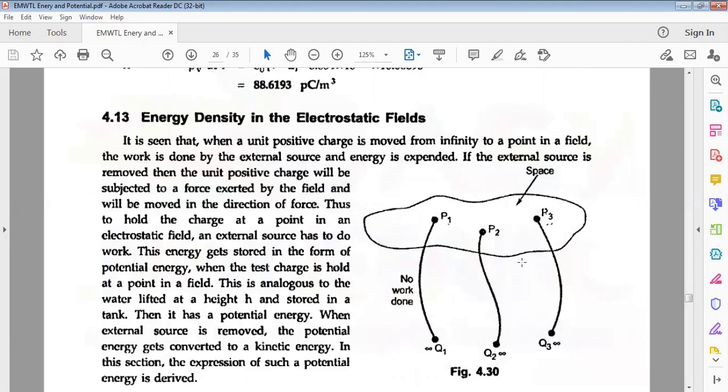Suppose you can assume the figure is a space. First, place a charge Q1 at the point P1. There is no work done here. And another charge Q2 is placed at the point P2.